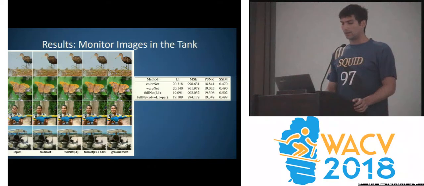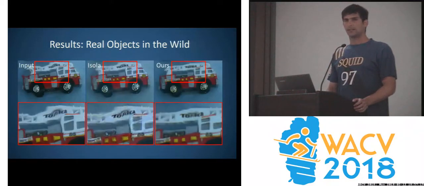But then the question is, how well does this generalize to real objects, not to images of monitors? And so we captured some objects out in the real world, like a fountain. Here's an example of a toy fire truck. On the left, you can see the input image. On the bottom, you can see zoom-in insets. And you can see the writing and the structure of the ladder has been all warped and distorted. And you can see that using Isola's image-to-image translation alone doesn't really correct the geometric distortions, whereas ours is able to correct the geometric distortions, and it looks a lot better.